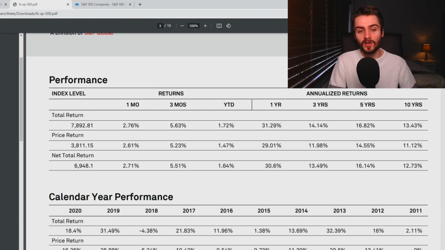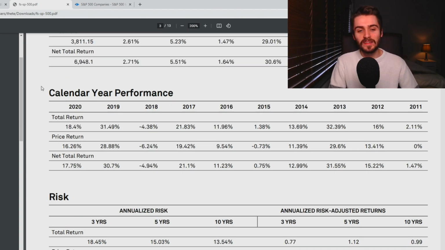If we take a quick look at the historical performance of the index, we can see that the annualized returns for the last 10 years has been 13.43%. Now, when we compare this to the types of returns that you can expect by leaving your cash on deposit in a bank account, this is in a completely different ballpark. But if we actually look at the calendar year performance of the index, which is effectively just the performance of the index each and every year, we can see that it's not exactly smooth sailing. 2019 saw 31% returns, 2018 saw minus 4% returns, 2016 saw 11%, 2014 13%, 2011 2%, 2012 16%. You can see that there's a massive variance in the types of returns that can be expected each year.